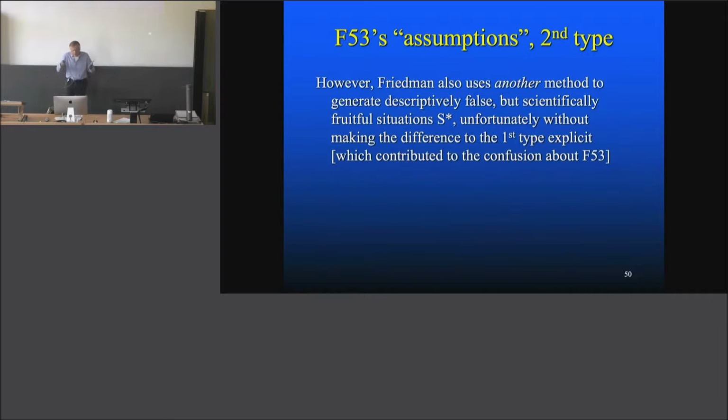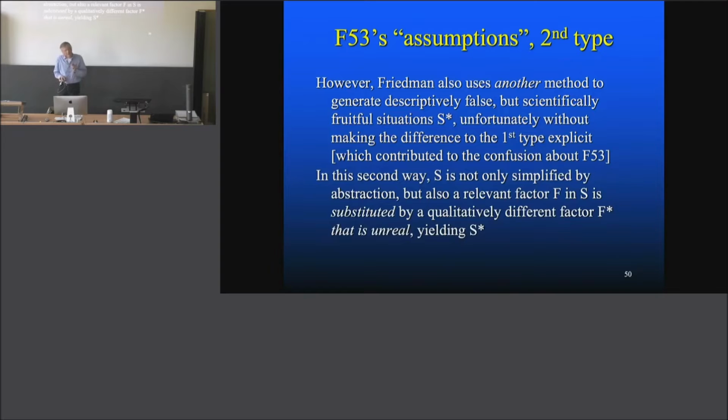This is the new stuff in this lecture. Friedman also uses another method to generate descriptively false but scientifically fruitful situations as S star. Unfortunately, without making the difference to the first type explicit. And that, of course, contributed to the confusion about F53. By the way, now, the point is, what's the difference between the second way of generating false assumptions?